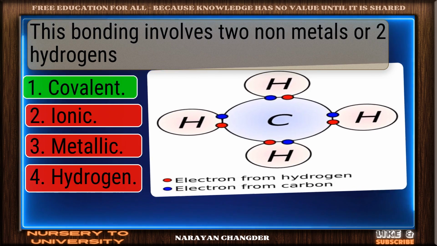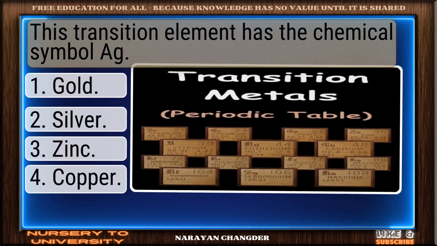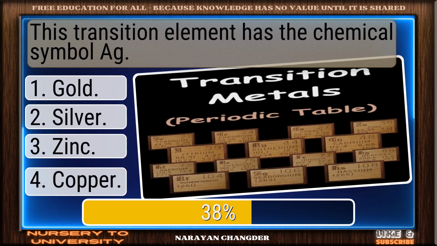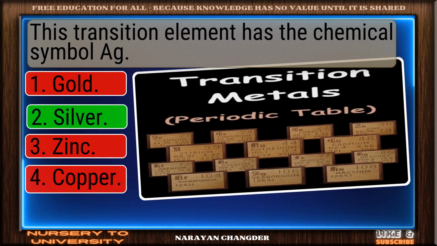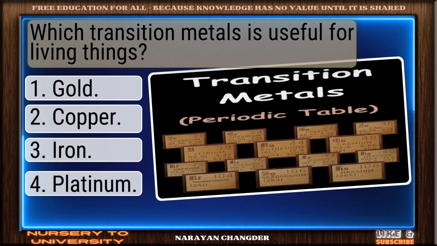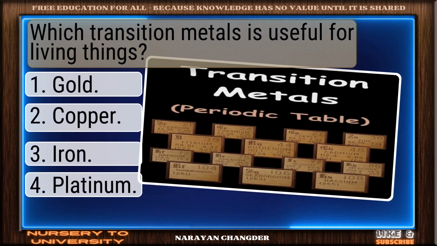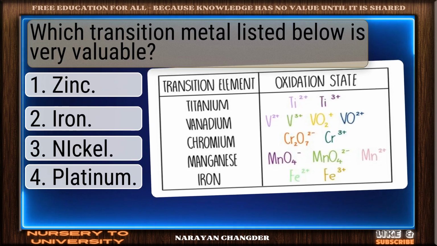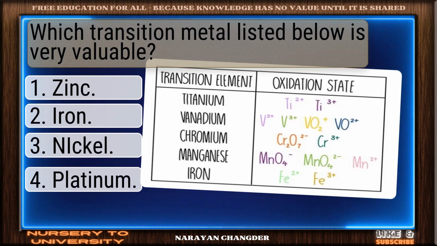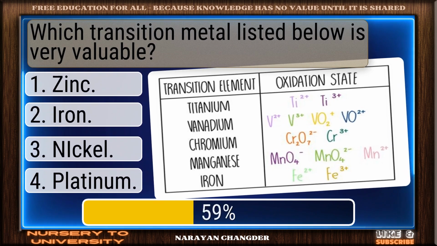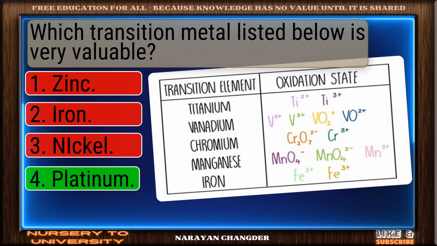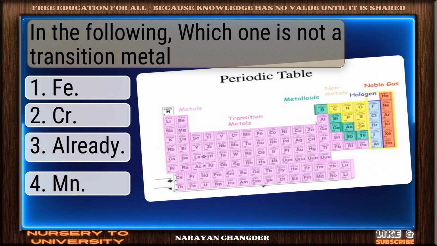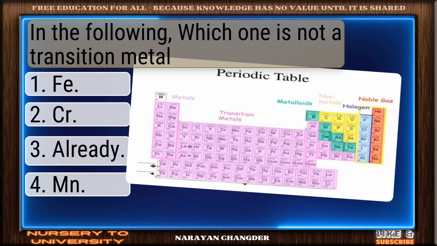This bonding involves two nonmetals or two hydrogens. Exactly, covalent. This transition element has the chemical symbol Ag. Silver, great work. Which transition metal is useful for living things? Iron. Which transition metal listed below is very valuable? Thoughtful answer, platinum.